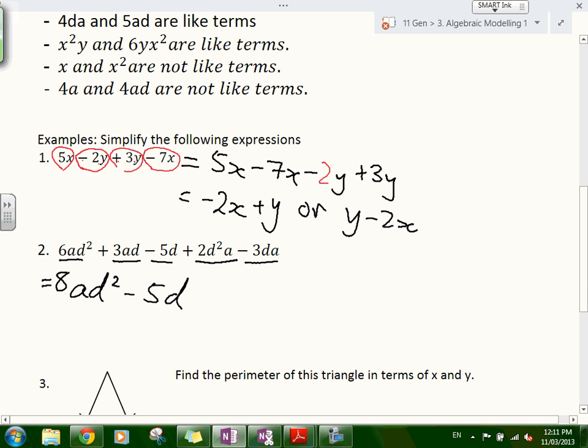Alright, so we need to be as careful to make sure we identify what like terms are. Thinking about when you take something that's the same, when you take itself away, it goes to 0. Just because there's variables involved doesn't mean it goes to 1 or whatever it might be. It will go to 0.